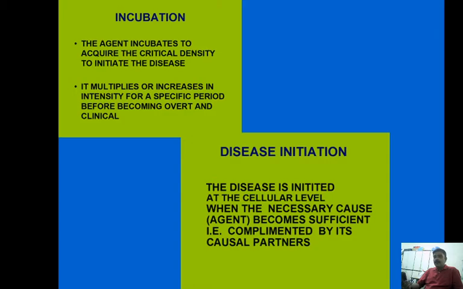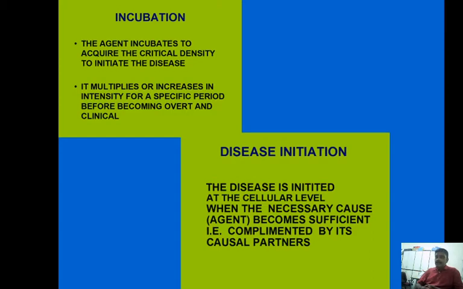One particular virus of COVID enters my body, and that COVID virus starts replicating. It has to acquire a critical density to initiate the disease. So it multiplies or increases in intensity for a specific period before becoming overt.